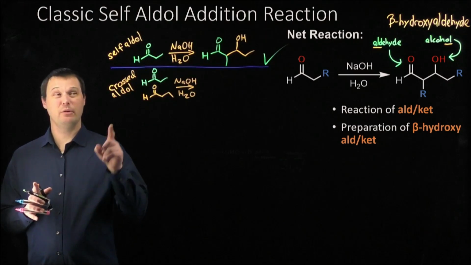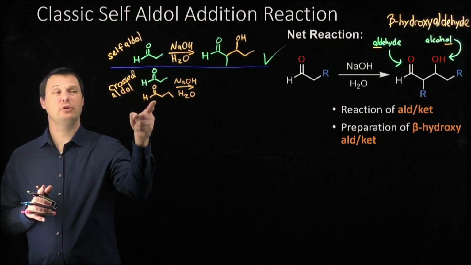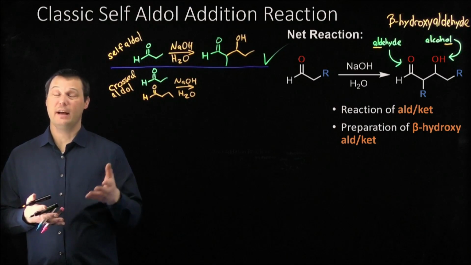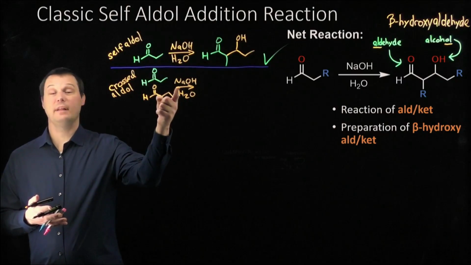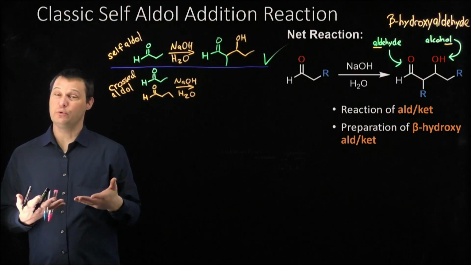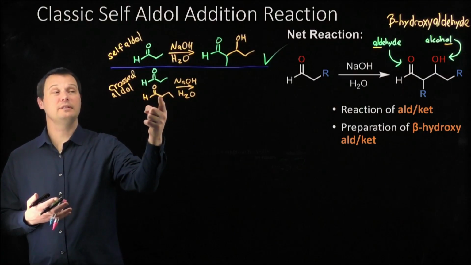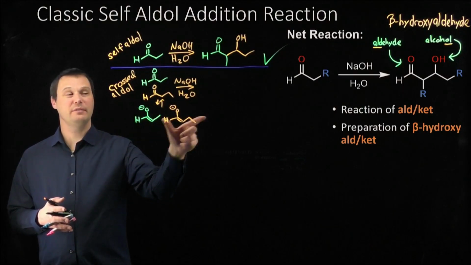The one follow-up where you have to be careful is when you want to do a crossed aldol, where you couple one aldehyde with a completely different aldehyde. If you're not careful and you mix these all together under classic aldol conditions, well, we have 2 problems. The first problem is that the base can form an enolate from either of these aldehydes. We'll end up with a mixture of enolate intermediates.